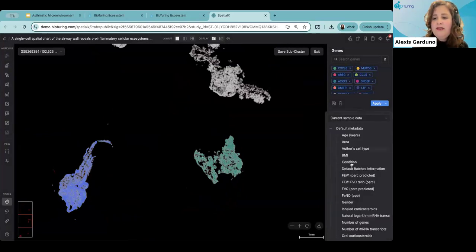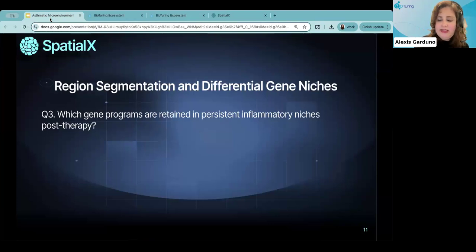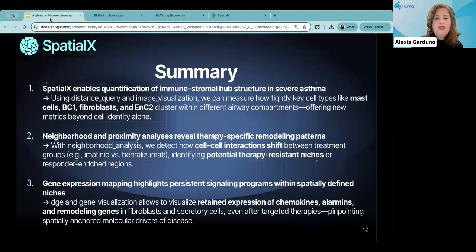Okay. So if I go back, I can go into our slides just to see if there's any specific things that we missed or what we covered today. Some of the summaries from this session: it was really an exploratory session where I wanted to show users how to get acquainted with working with spatial imaging data in the SpatialX system. The first question that we covered was how can we quantify these different immune and stromal hub structures within the actual image.